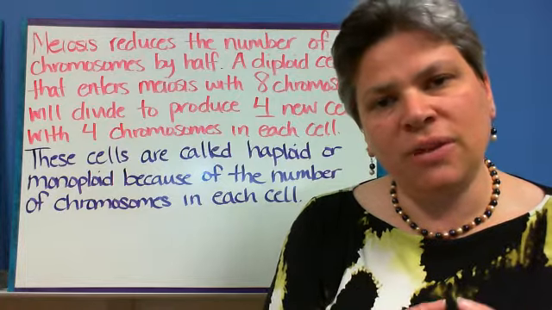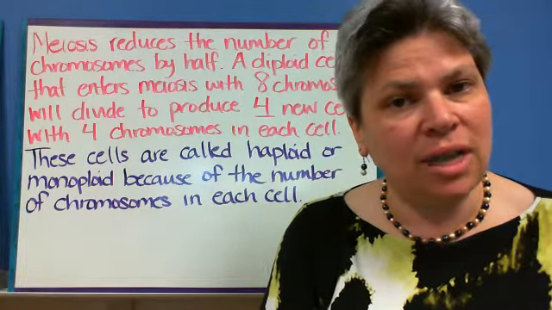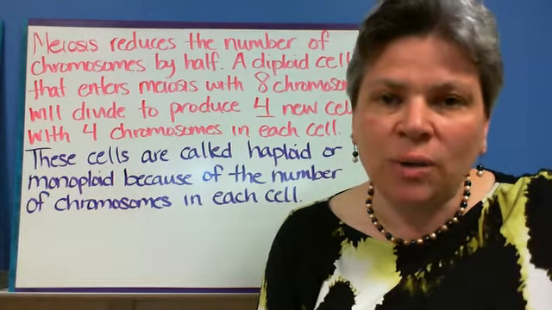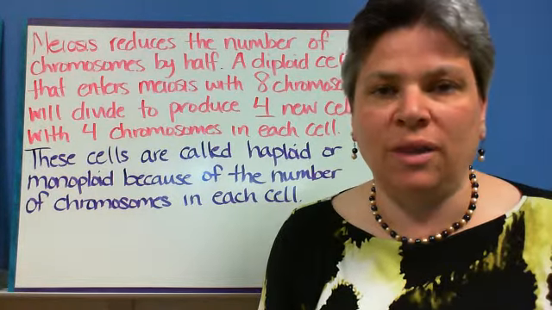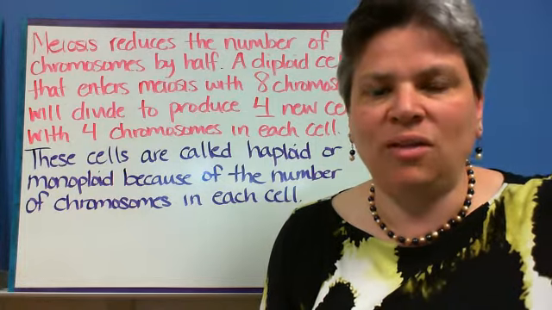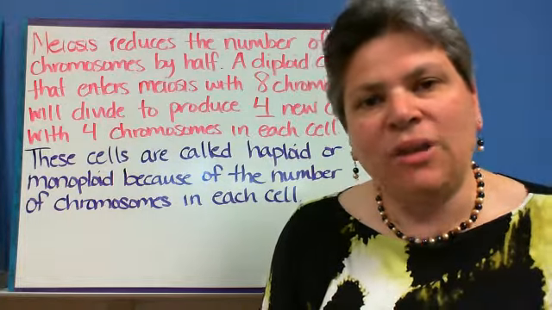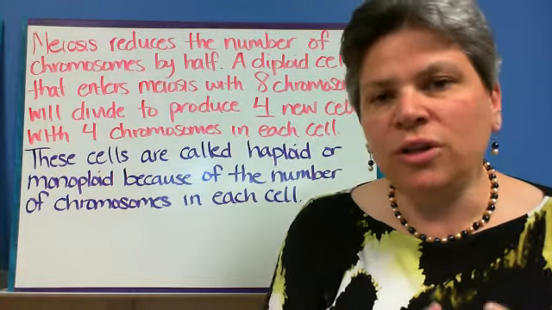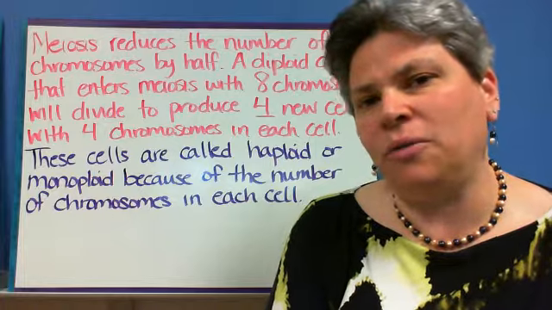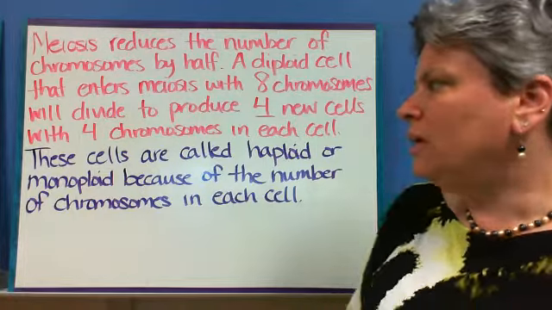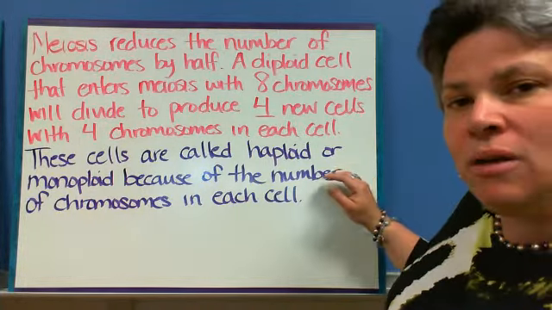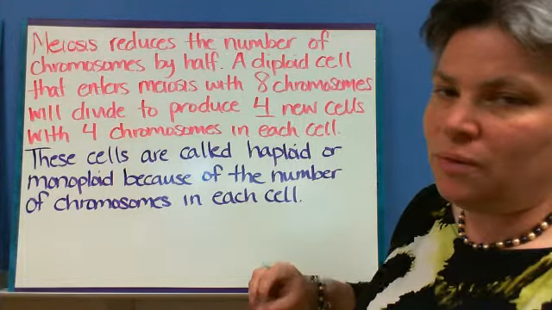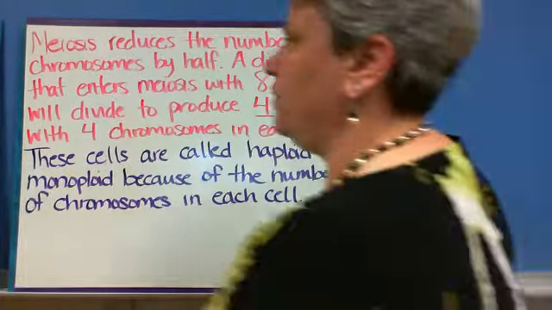But in the production of the egg and sperm, I produce 4 cells, each cell with half the number of chromosomes. So if I start with 16, I'll get 4 cells with 8. If I start with 10, I'll get 4 cells with 5. If I start with 46, I get 4 cells with 23. So whatever you start with, I get half the number of chromosomes that I started with. These cells are called haploid or monoploid because of the number of chromosomes in each cell. Remember, you cut that number in half.